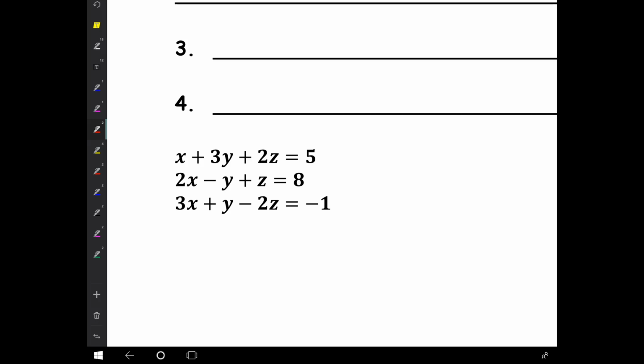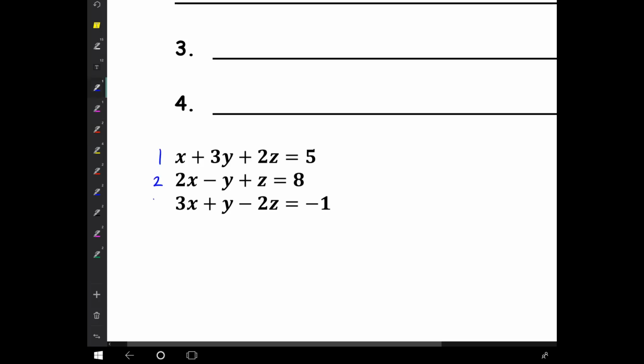2. So what we can do here is, if I mark these equations as 1, 2, and 3, I could eliminate a variable until I'm left with a system of 2 equations with 2 variables. So look at equations 1, 2, and 3. If I'm just choosing 2 of the equations to work with, which variable looks easiest to eliminate?